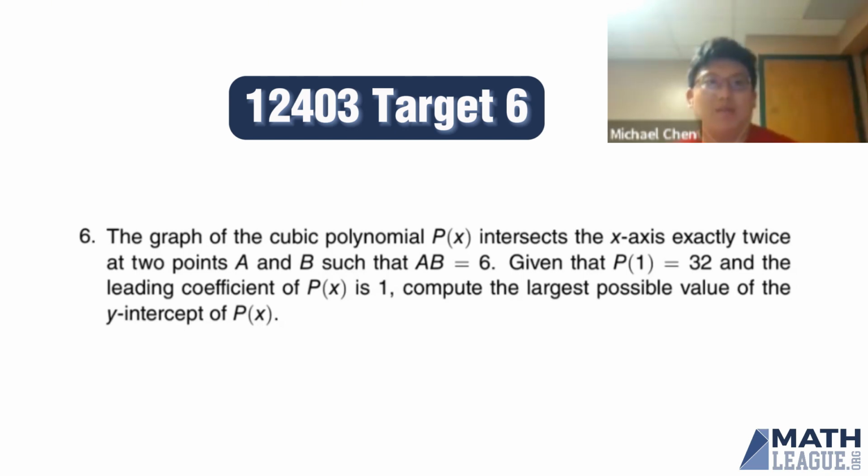So we have the graph of the cubic polynomial p of x intersects the x-axis exactly twice at 2 points a and b, such that ab is 6. Given that p of 1 is 32 and the leading coefficient of p of x is 1, compute the largest possible value of the y-intercept of p of x.